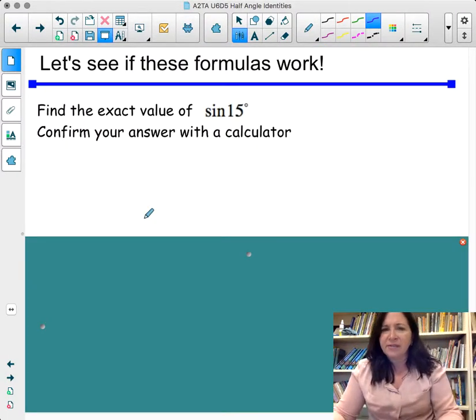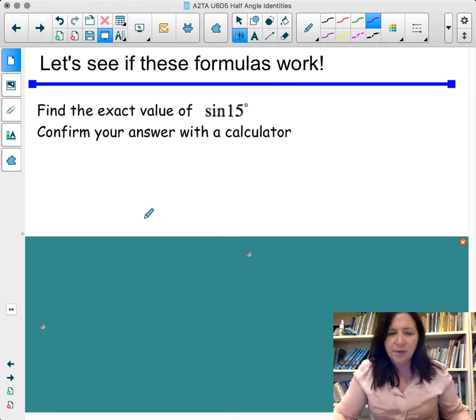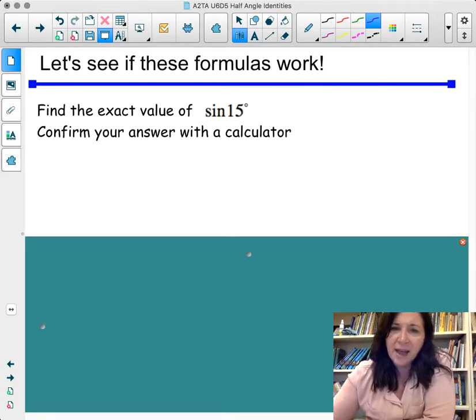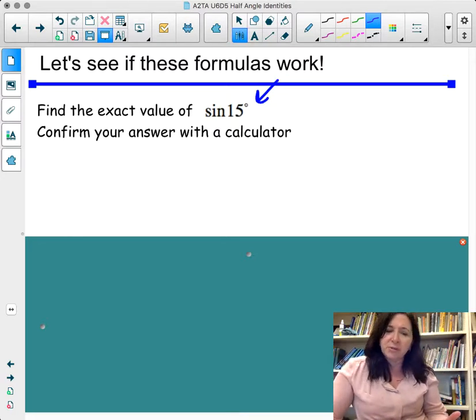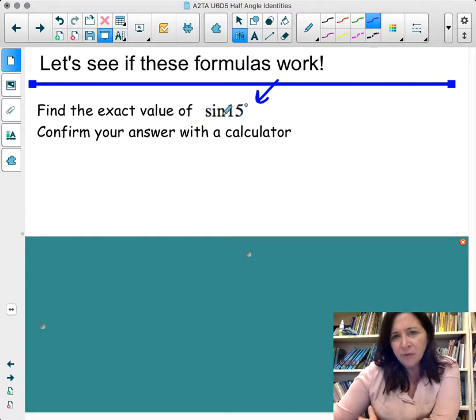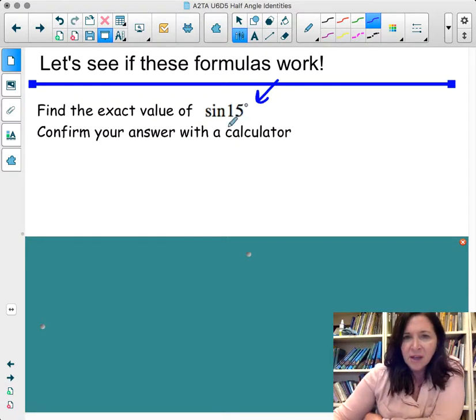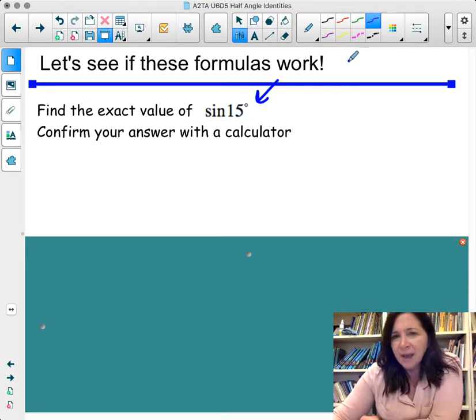So to find the exact value of sine of 15 degrees, we're going to use the half angle formula, because sine of 30 was pretty simple to do since we already knew the answer. We don't have a value for sine of 15 degrees. What you did in the past was a sum or difference formula, where you said sine of 15 degrees is sine of 45 degrees minus 30 degrees.